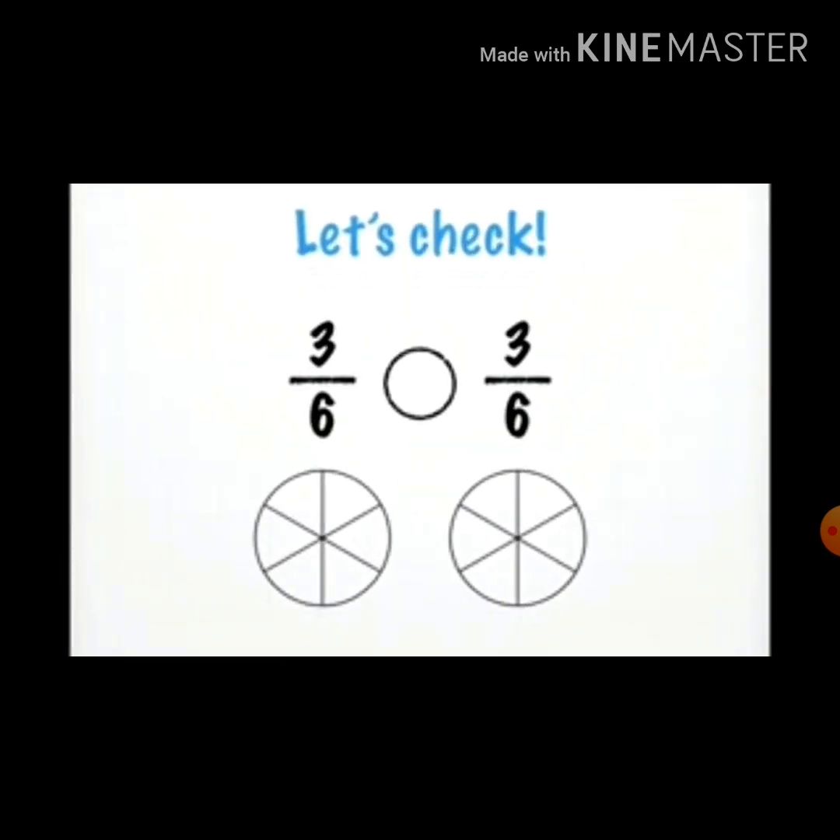3/6, 3/6. Both models will be cut into 6 parts. Shade 3 from here and 3 from there. We can see that the same amount is shaded. So 3/6 is equal to 3/6.